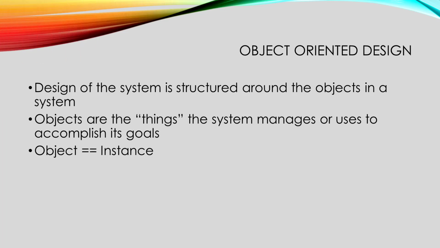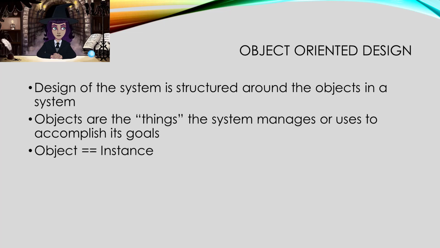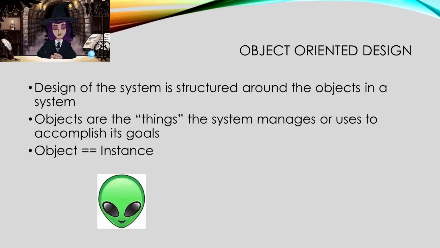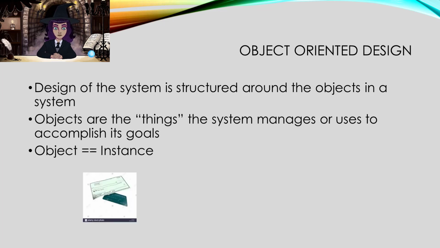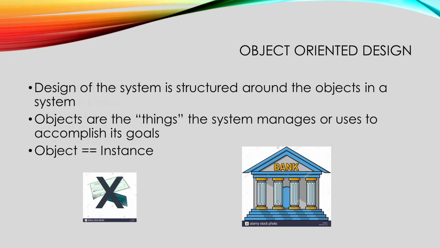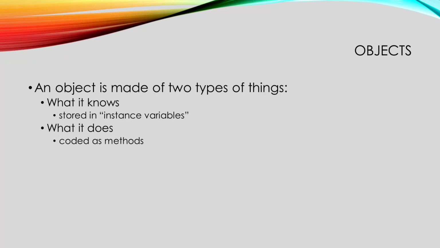And when we design, we aren't thinking about specific objects. Instead, we think about the different types of objects. So we don't think about a specific student. We think about students in general. We don't think about a specific alien. We think about aliens in general. And we don't think about a specific bank account. We think about bank accounts in general. When we think about the general groups of objects, we think about two things.